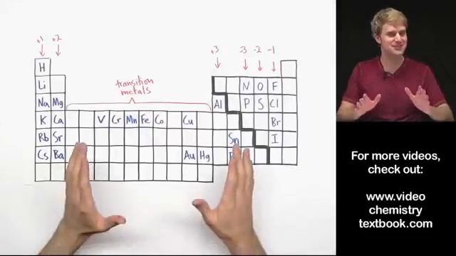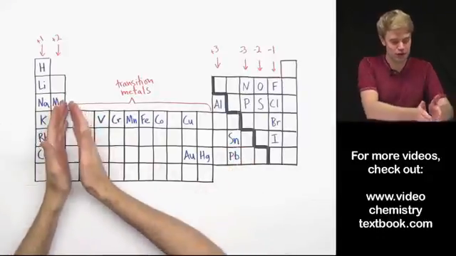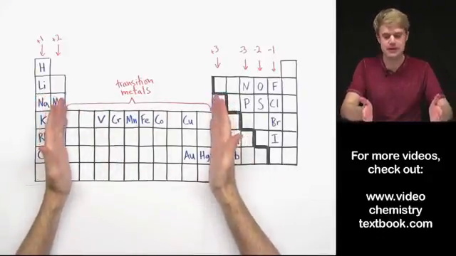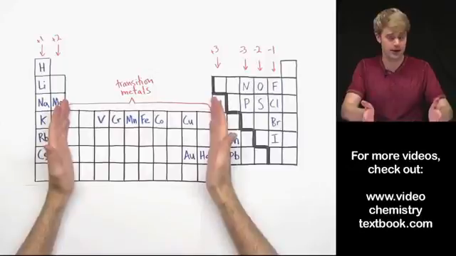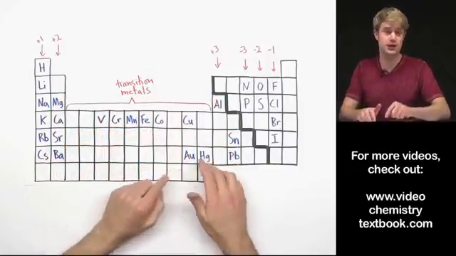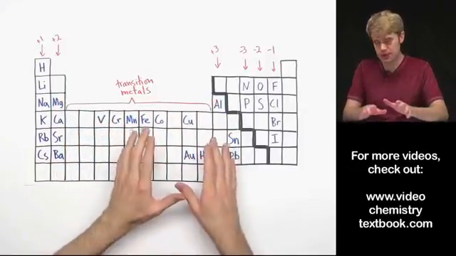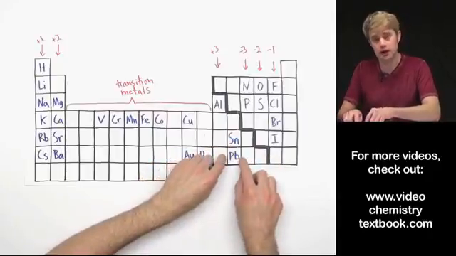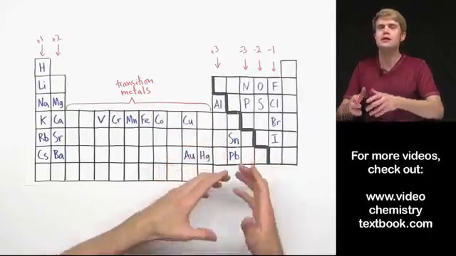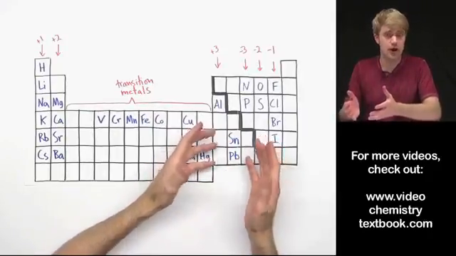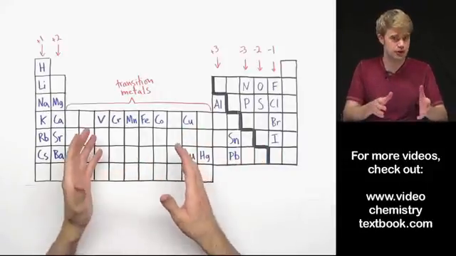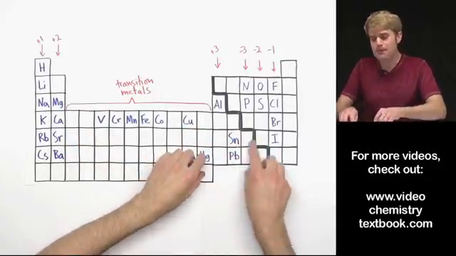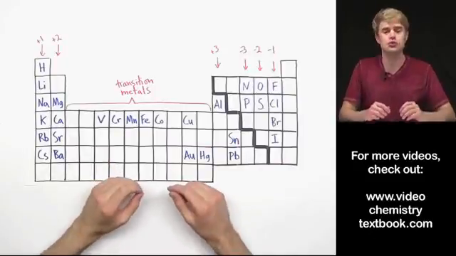Okay, so transition metals. As I said before, the transition metals are the elements in this area here of the periodic table. I've written some of the most common ones in. Now, I'm also going to be talking about some of the metals over here. These aren't technically transition metals, but they act a lot like the transition metals in certain ways, so I'm going to be including them in the discussion as well.